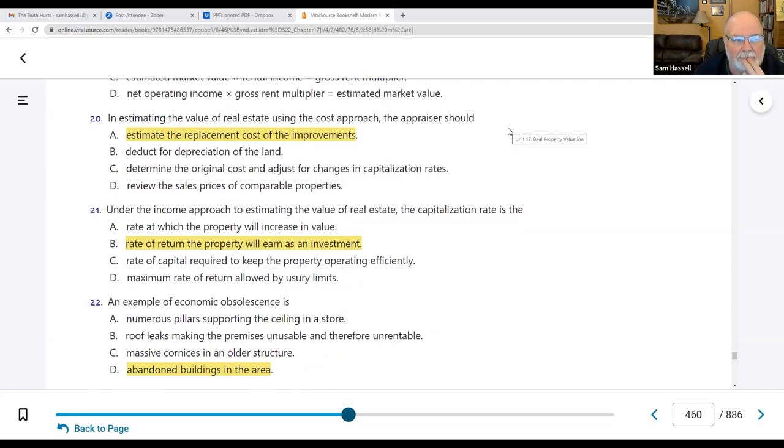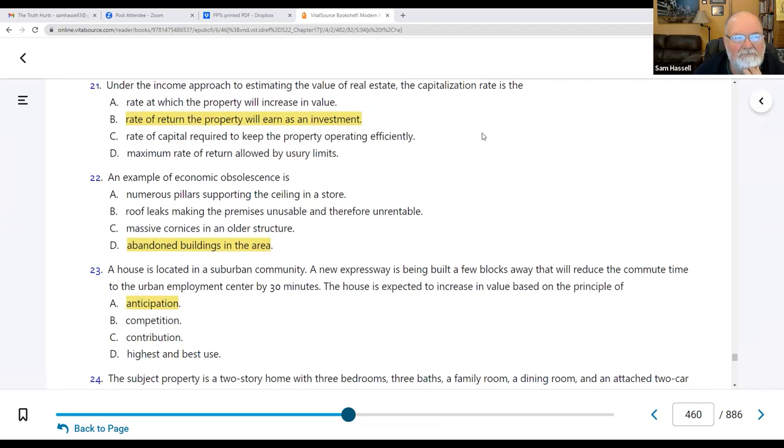Number 20, in estimating the value of real estate using the cost approach, the appraiser should A, estimate the replacement cost of the improvements. What's it going to cost to redo those, right? We're using the cost approach. We need to take those out of there. Site improvements are going to come out. They don't depreciate. Land doesn't depreciate.